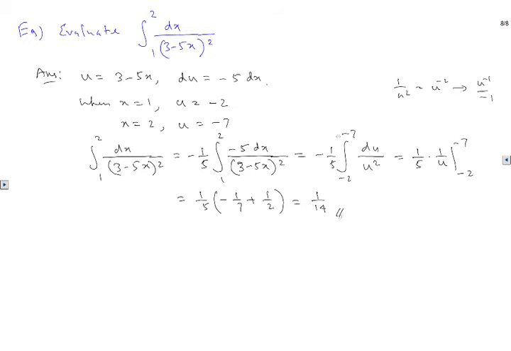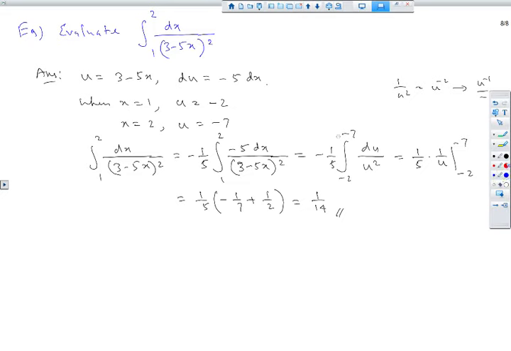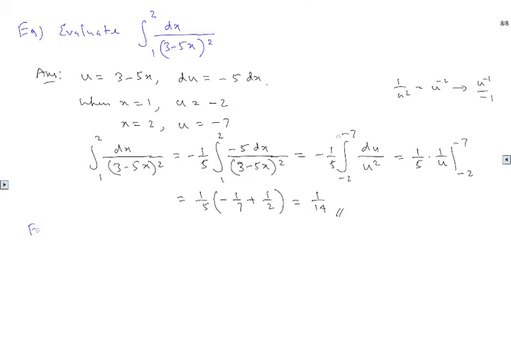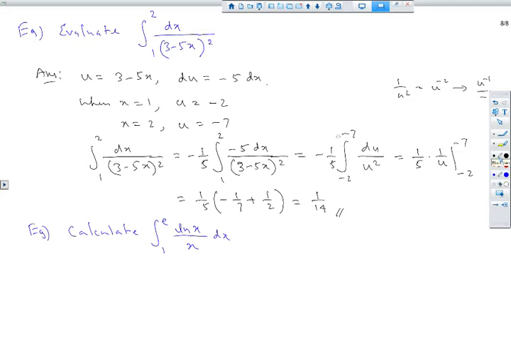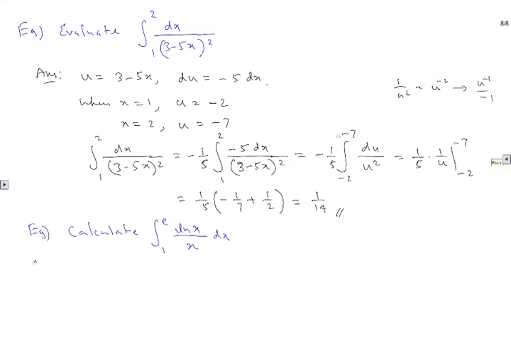So let's do another last example of this type. Example: calculate the integral from 1 to e of ln x over x dx. So how about this one? This is an interesting problem.